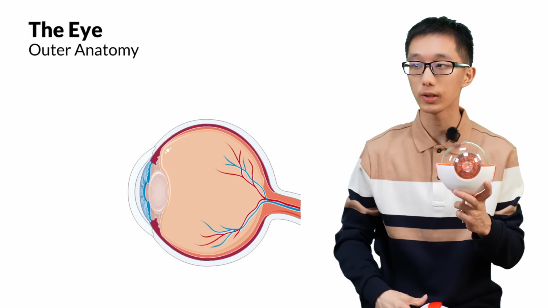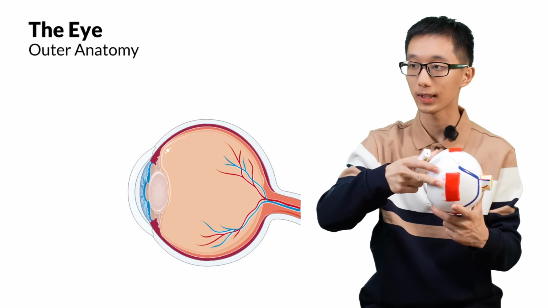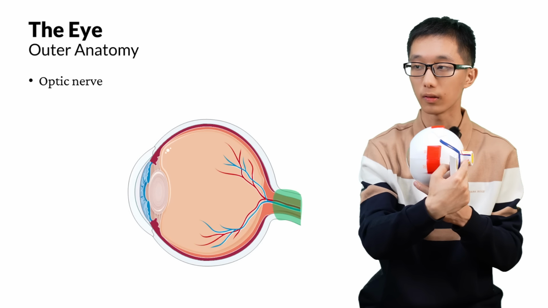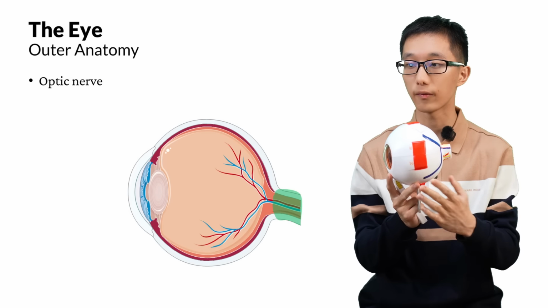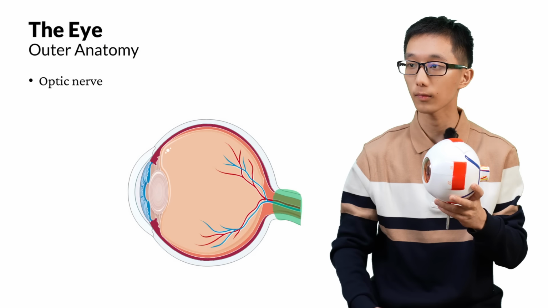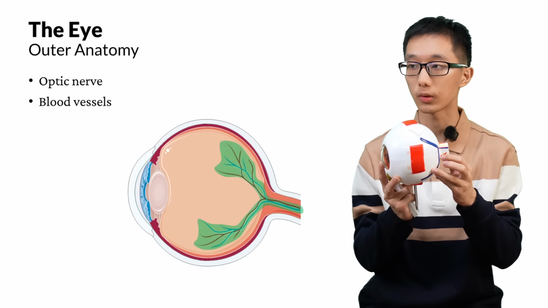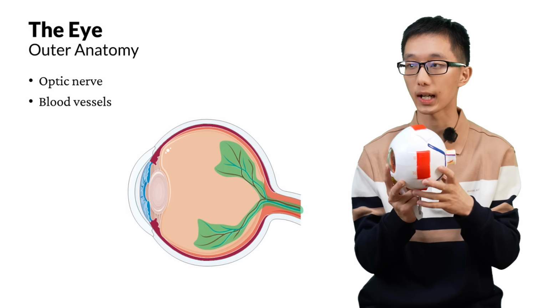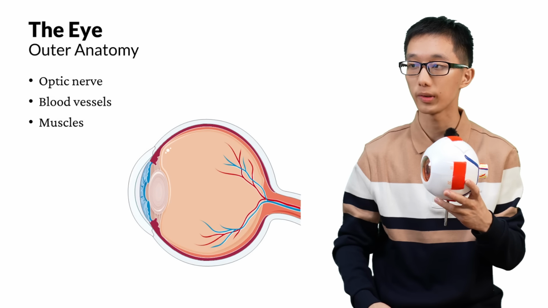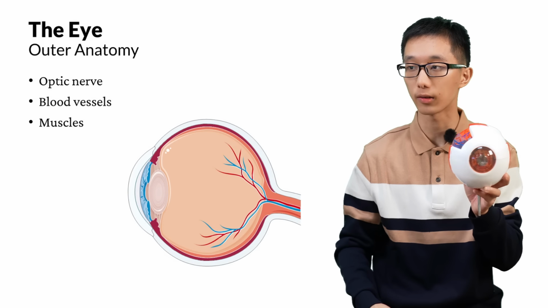Okay, it's time to take a look at some of the outer anatomy of the eye. Let's close up this eye. At the back of the eye, here, we have the optic nerve. The optic nerve carries optic information out of the eye and into the brain. We also have blood vessels. As you can see here, there are veins and arteries going into and going out of the eye. And we have muscles, which are not shown here. We will see them shortly in the next slide. The muscles are useful for moving our eyes around.